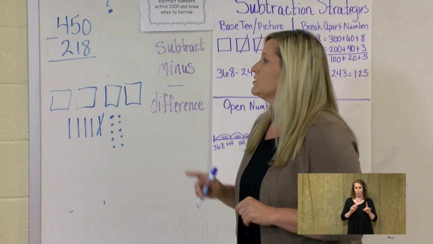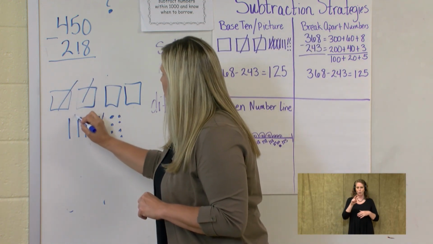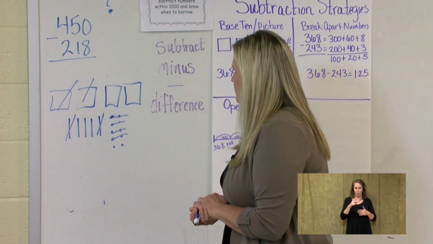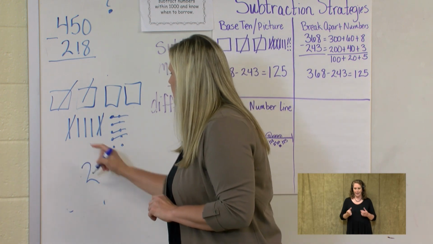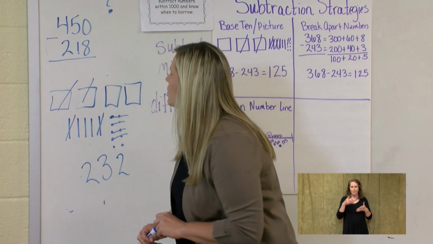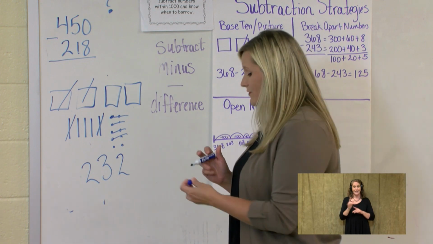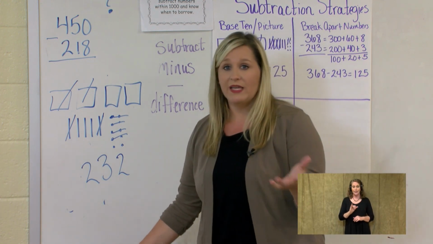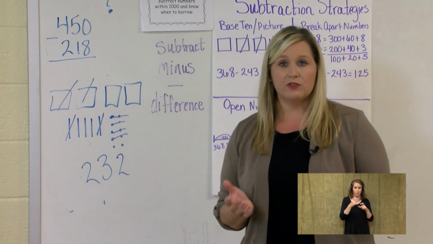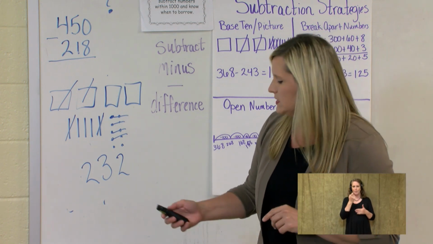Then I can cross out to show taking away 200, 1 ten, and 8 ones. And what am I left with? 1, 2, 1, 2, 3, 1, 2. 232. Is that the same answer? It is. It's the same difference. So I can do the base 10 strategy, or I can do the draw a picture strategy. Now you would probably want to do the draw a picture strategy. That would probably help you because you probably don't have those base 10 blocks at home.